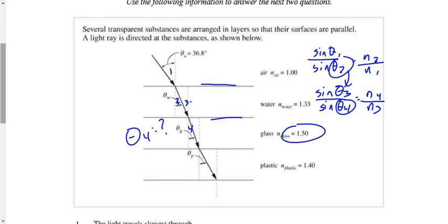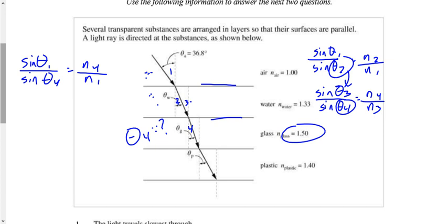Does that make sense? How many people did it that way? Good. That is absolutely correct. But there is a shortcut. Does anybody spot the shortcut? If this ratio of n2 to n1 is the same as sine theta 1 over sine theta 2, and then this ratio is the same as this ratio, then isn't sine theta 1 over sine theta 4 the same as n4 over n1?